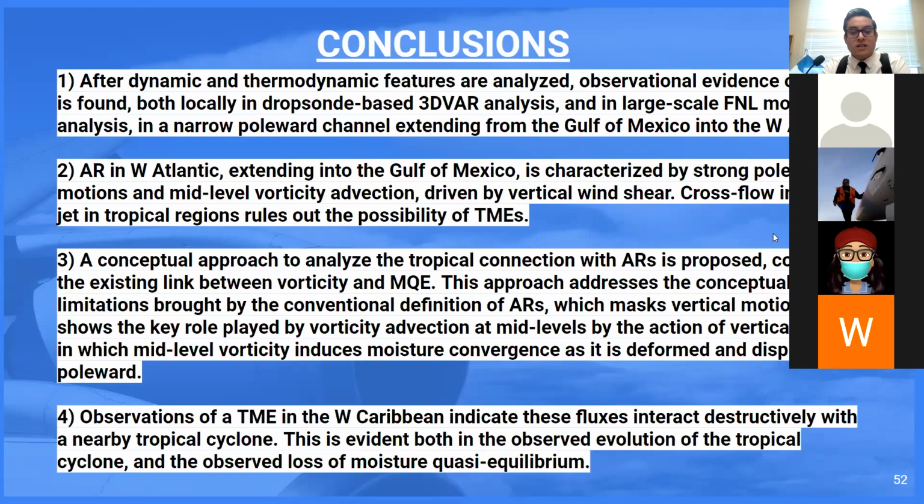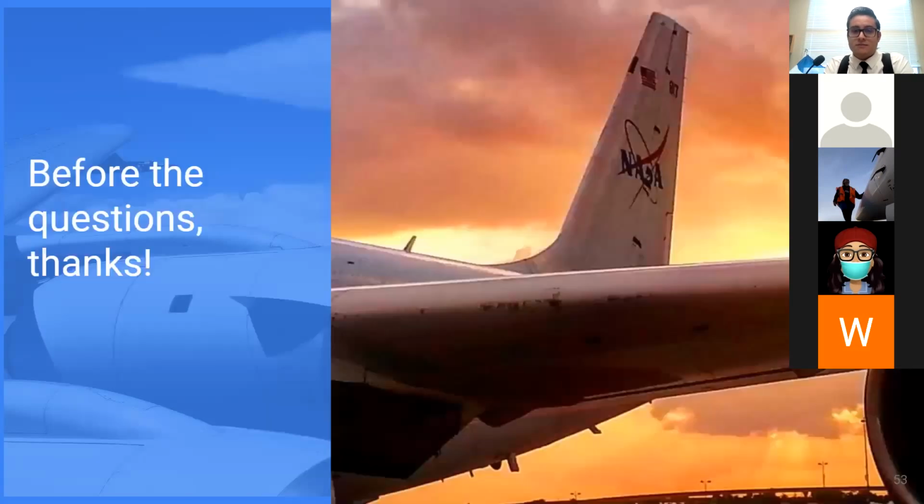And finally, observations of a tropical moisture export in the Western Caribbean indicate these fluxes interact destructively with a nearby tropical cyclone. This is evident both in observed evolution of tropical cyclones and the observed loss of moisture quasi-equilibrium. We could maybe say that there was a loss of balance flow, but I'm not sure of that. At least we can say that there was a loss of moisture quasi-equilibrium, and that was related to how the center of circulation got cleared the next day on mission 14.